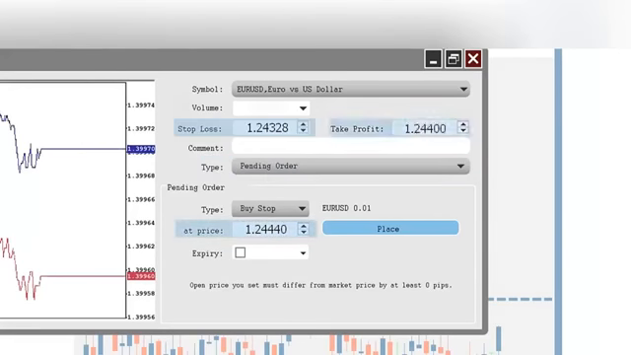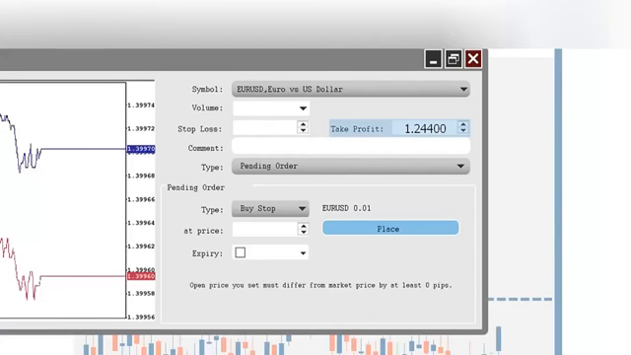You tell the software where your entry, stop loss, and profit target will be, and the position size or volume you want to trade with, and the software does the rest. A stop loss prevents you from losing all your money. If a trade goes against you, for example, you buy and the price of the currency pair starts to go down, a stop loss order will automatically close your trade so that you do not lose too much money. A profit target is the amount of money you intend to make.